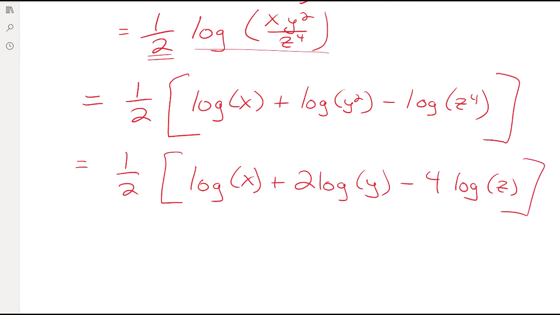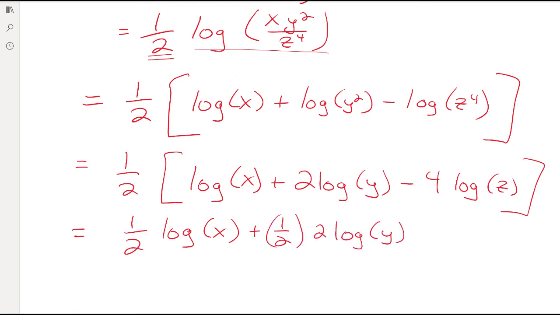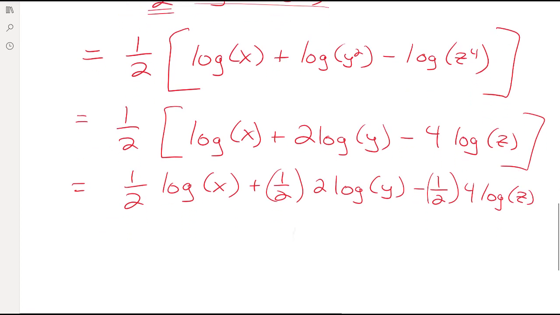And then our last step is to distribute the 1/2 everywhere. So this will be 1/2 log of x plus 1/2 times 2 log of y minus 1/2 times 4 log of z. I distribute the 1/2 to every single term in my brackets there.